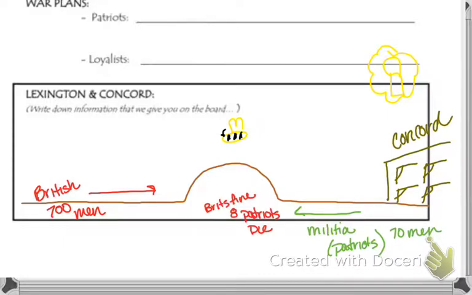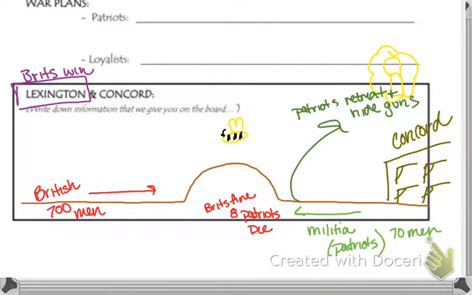So since the Brits start firing first, eight Patriots die at the Lexington Bridge, and they have to retreat. Okay, they're not prepared for this fighting at the bridge. So you can go ahead and box in Lexington. The Battle of Lexington at this bridge, the British officially win. So they are able to get the militia to retreat back to Concord.